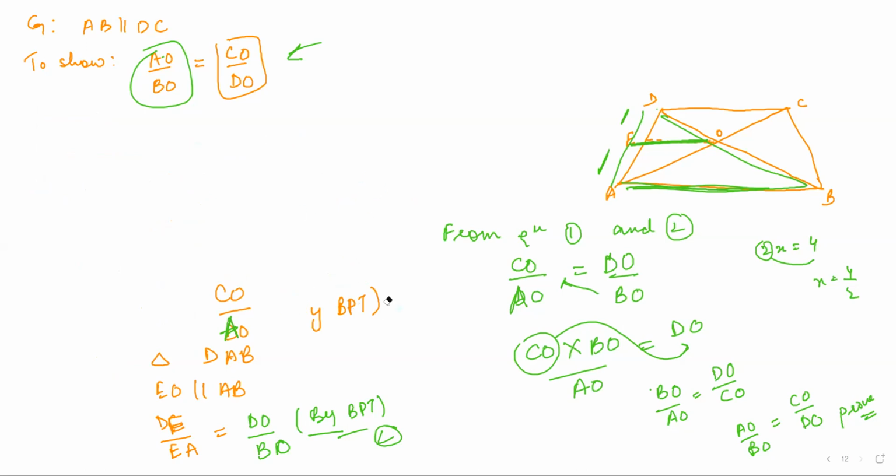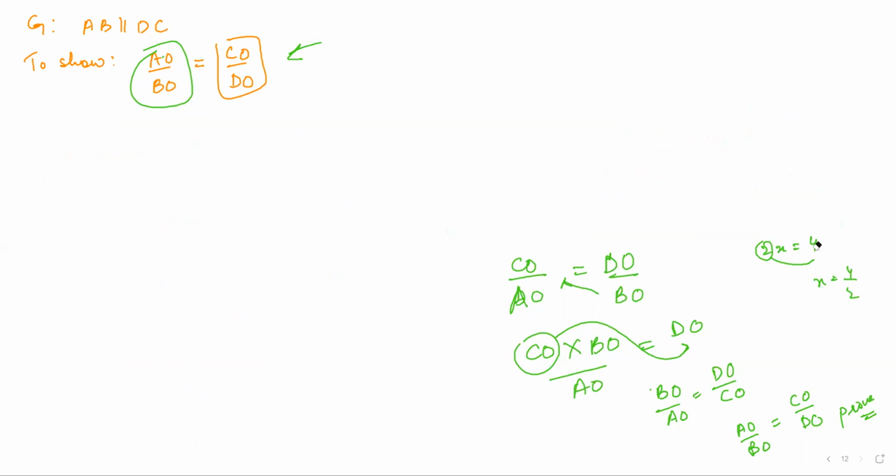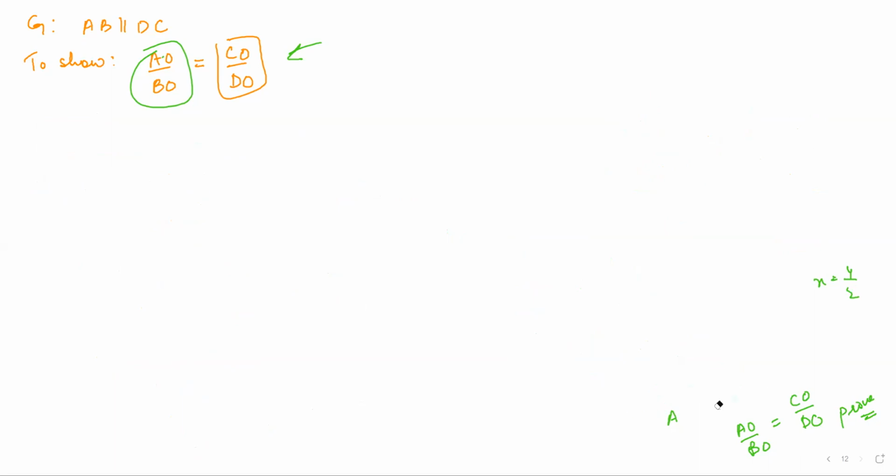Please read the question in your book. The diagonals of a quadrilateral ABCD intersect each other at a point O. Such that AO by BO is equal to CO by DO. Show that ABCD is a trapezium. Yeah, so this is just the inverse.